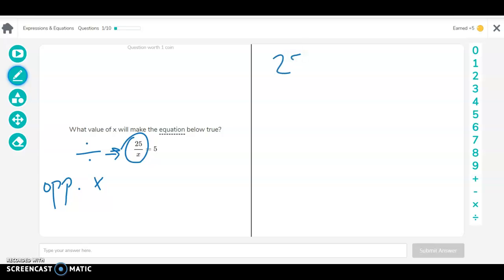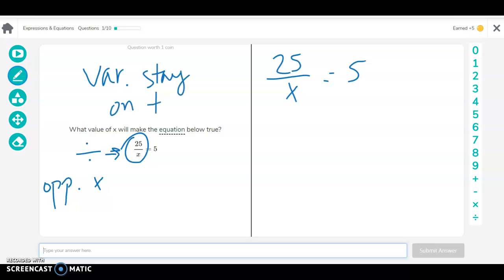So I'm going to rewrite that over here. Okay, I said that last part a little bit wrong. We're going to multiply by x first. So in this case, we're going to try to get that x off the bottom. You want to make sure that your variables stay on top. So we're going to multiply by, I'm going to use the dot, by x to cancel out. Whatever you do to one side, you do to the other. Alright, so now we have 25 equals 5 times x. I forgot to use the dot. So we know that can be 5x.